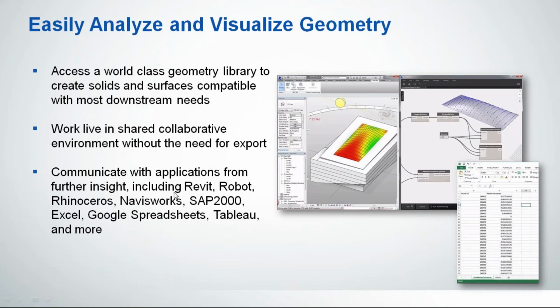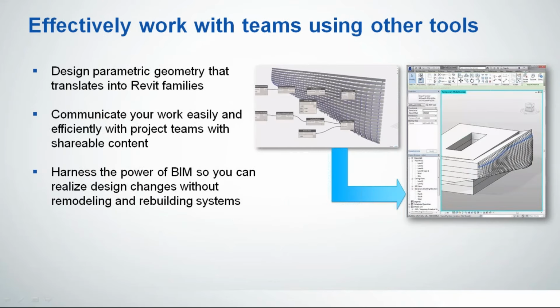As we mentioned earlier, it has links with Revit, Robot, Navisworks, Rhino, Excel, Google Spreadsheet, all these applications. Direct link. Effectively work with teams using other tools. You can design parametric geometry for the Revit family, and you can harness your BIM workflow and the design process.